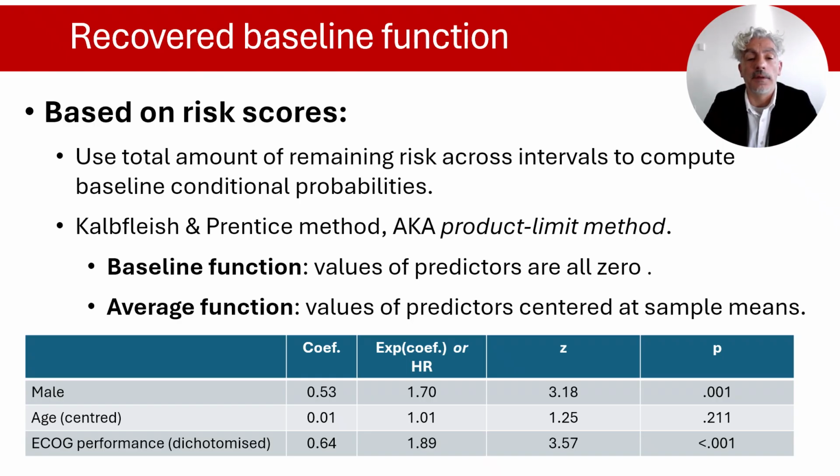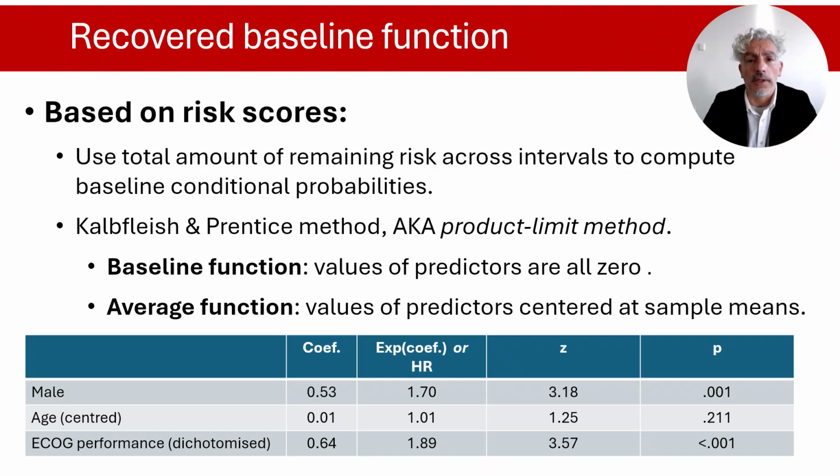And the idea is basically to use this property to estimate, at the beginning of every time interval, the total risk scores for participants that are still in the risk set. In this way, it is possible to estimate the reduction in remaining risk across intervals. And using the total amount of remaining risk in different intervals, it is then possible to compute the baseline conditional probabilities, basically.